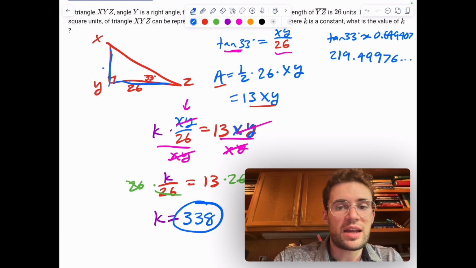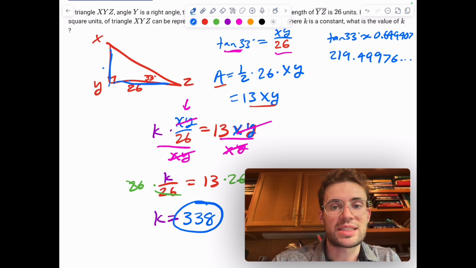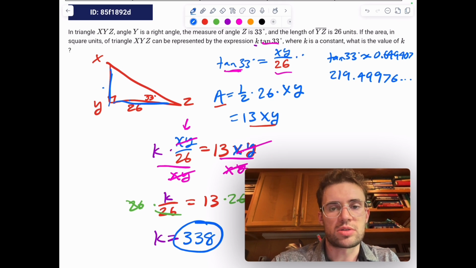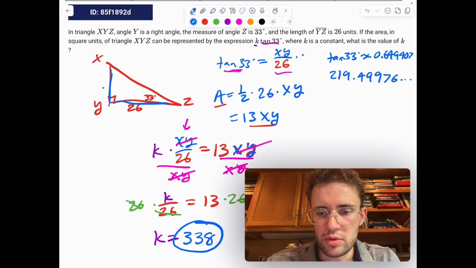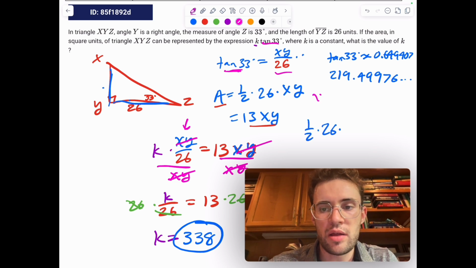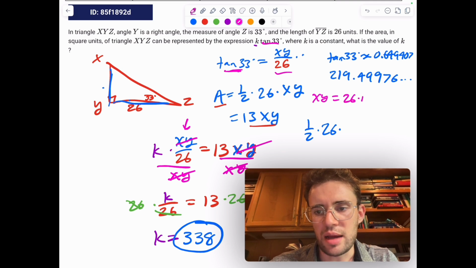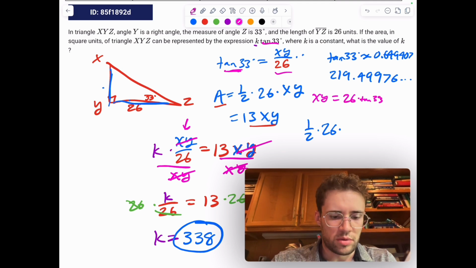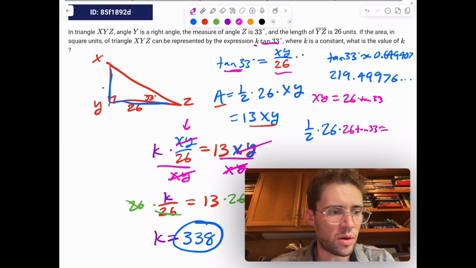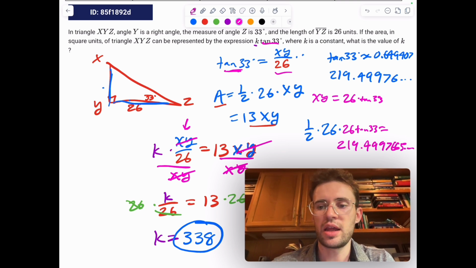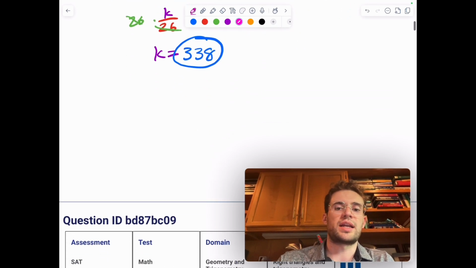Now, if we wanted to find what XY was, we would say it's 26 times tangent of 33, right? Just by using this thing here, we'd multiply both sides by 26. So if we used the area formula, it would be 1/2 times 26 times what we just said, XY equals 26 times the tangent of 33. So we would do 0.5 times 26 times 26 tangent of 33. And that is also about equal to 219.4997665, and so on. All right, so they give us the same value. So 338 is correct there.